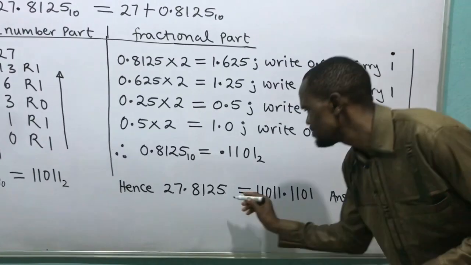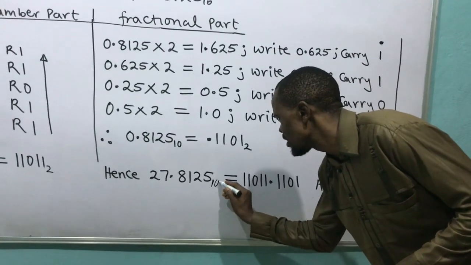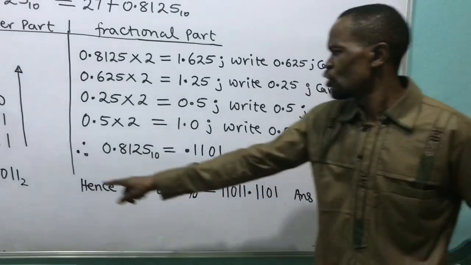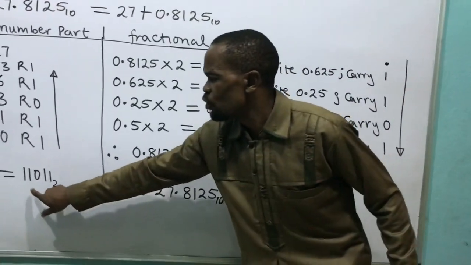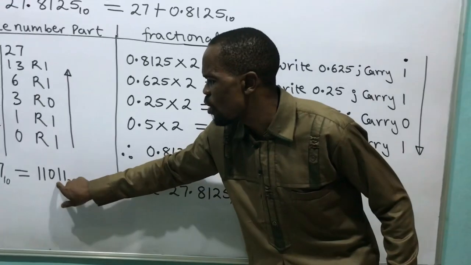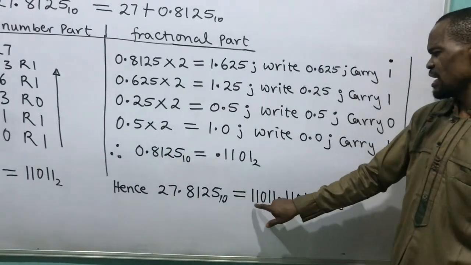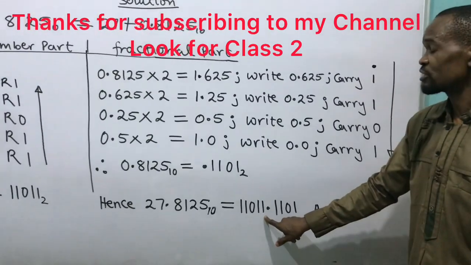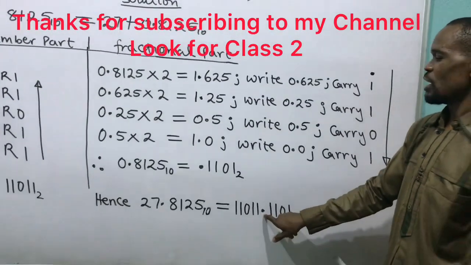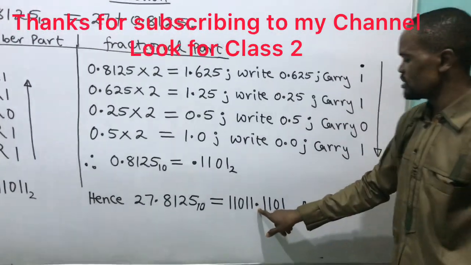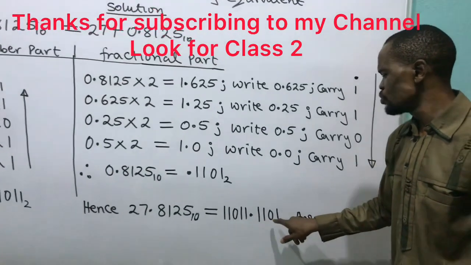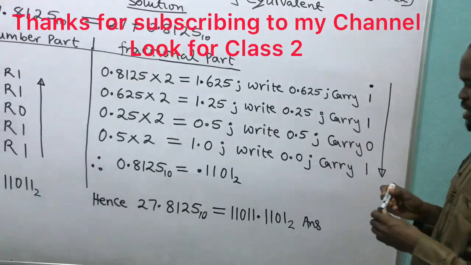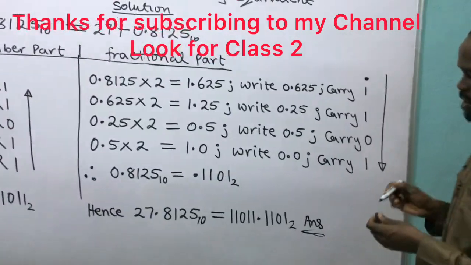Then I will say hence 27.8125 base 10 is equal to, I have come over here, is equal to 11011, look at it here, 11011, which is 27, the whole number part, dot. Then the fractional part, what's the fractional part? 1101 base 2. That's my answer. And look at my answer here. That's my answer.